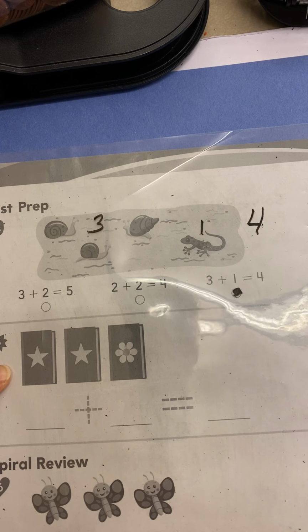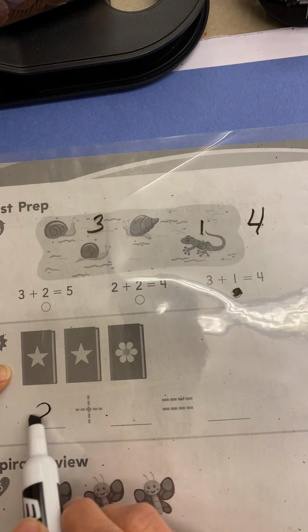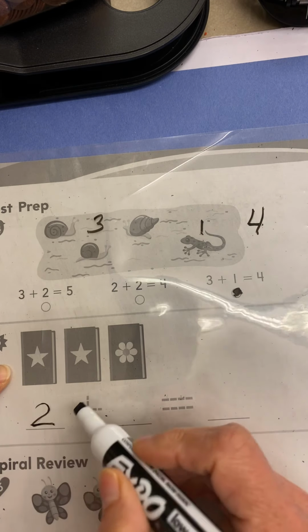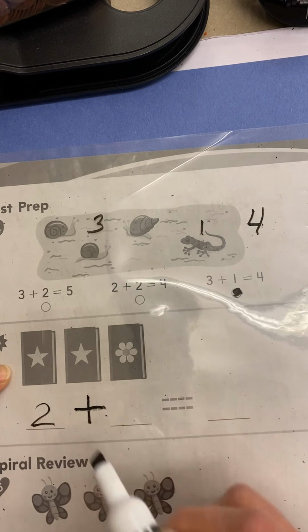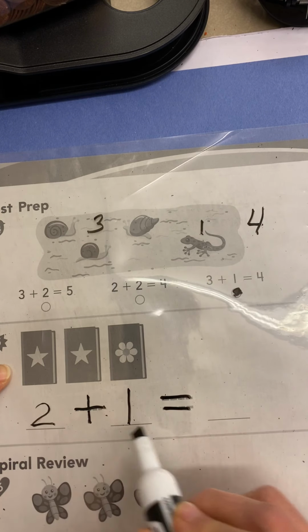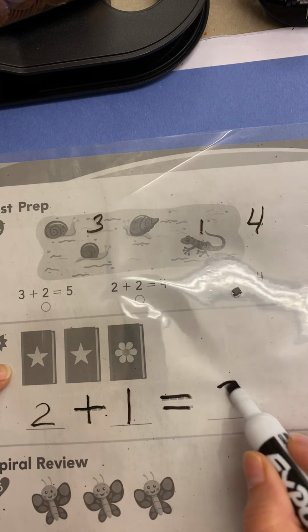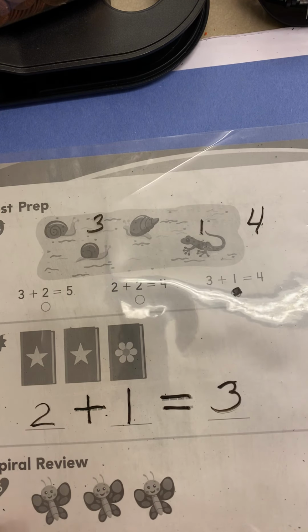So let's see. They said stars first. So let's see. 1, 2 of those plus 1 of those equals 2 plus 1 equals all together. How many books are there? That's right.